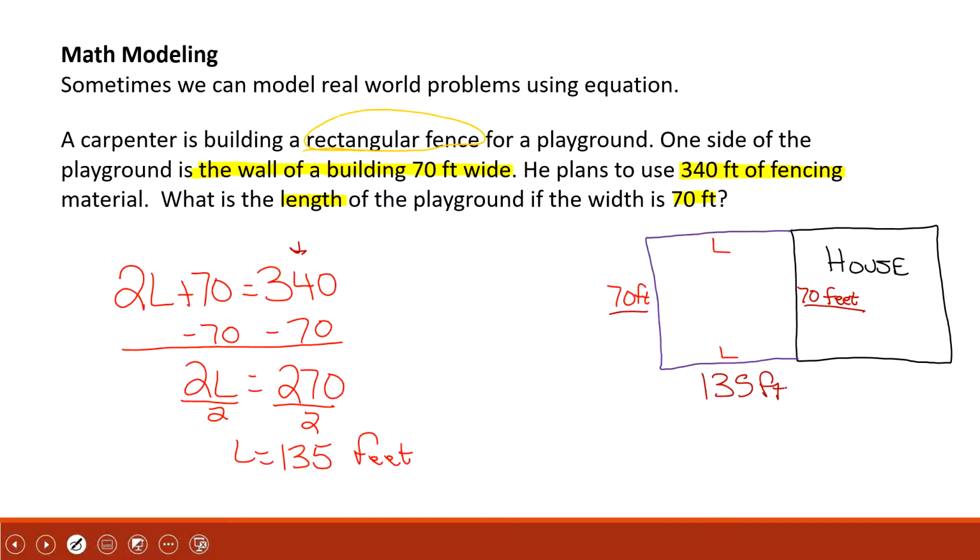Hope that made sense. I know it's kind of hard getting a word problem thrown right at you on the first day, because I know how much everybody loves word problems.